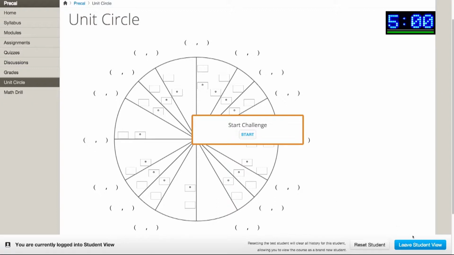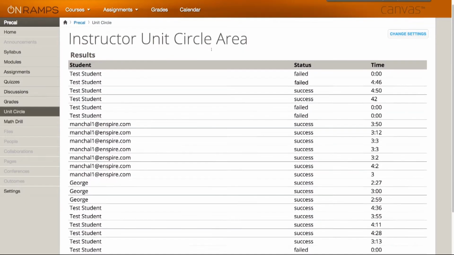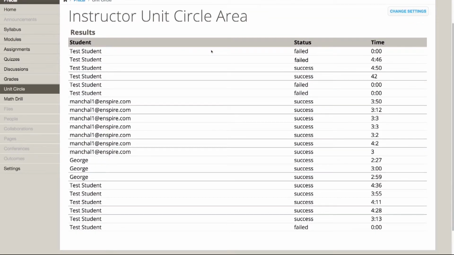The unit circle tool provides this assessment data in the teacher view that shows the student's name and their status meeting the assigned challenge assessment. For example, here test student failed with time 4:46.